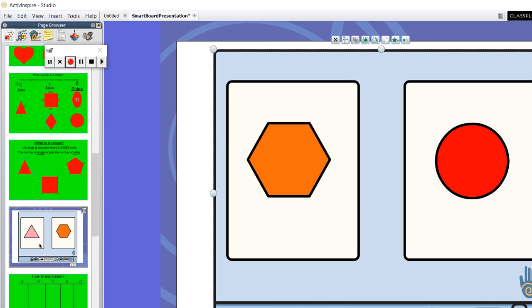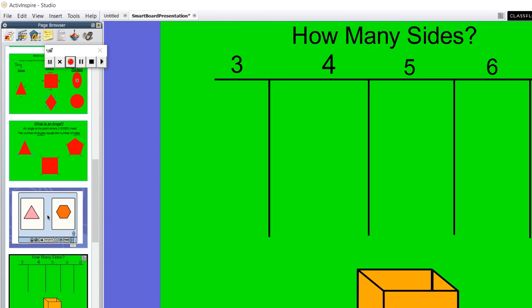Okay. Come over here, go to our next slide. Alright, so this is our magic box slide for sides. Again, this is another interactive touch-based activity where the kids get to come up and interact with the screen or the Promethean board that we're using. So as we see, how many sides? What the kids are going to do is they're going to come down here to this box and they're going to point and they're going to drag up a shape.